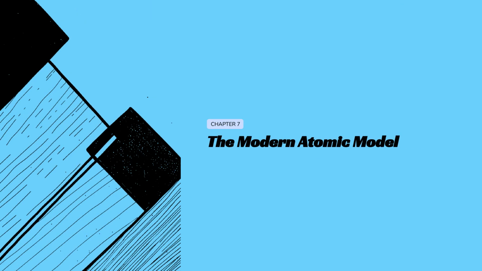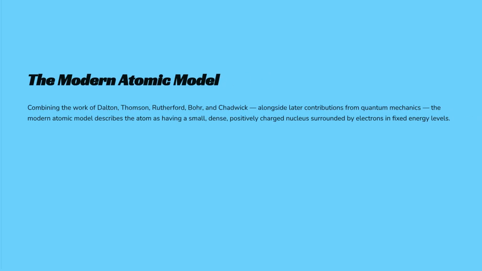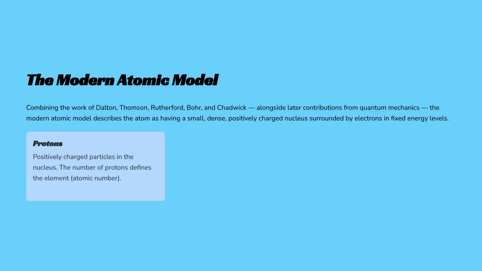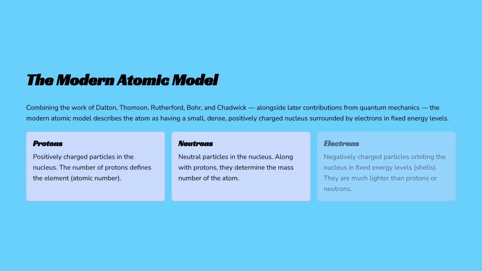This brings us to Chapter 7, the modern atomic model. The modern model combines the insights of Dalton, Thomson, Rutherford, Bohr, and Chadwick. It describes the atom as having a small, dense, positively charged nucleus containing protons and neutrons, while negatively charged electrons orbit in fixed energy levels or shells.